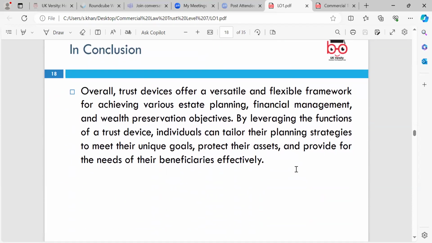So in conclusion, overall, trust devices offer a versatile and flexible framework for achieving various estate planning, financial management, and wealth preservation objectives. By leveraging the functions of a trust device, individuals can tailor their planning strategies to meet their unique goals, protect their assets, and provide for the needs of their beneficiaries effectively without any sort of issues or discrepancies. If the law is followed and the fiduciary duties are followed, the trust device is a way of providing protection for the beneficiaries.